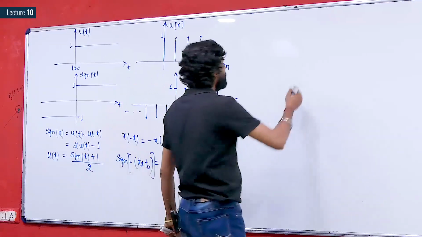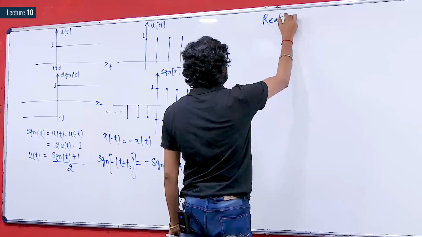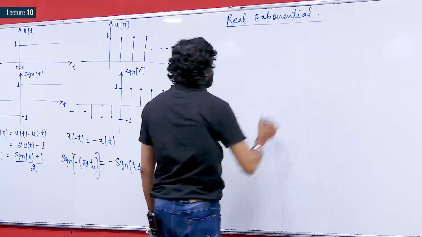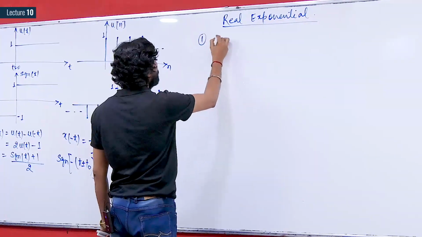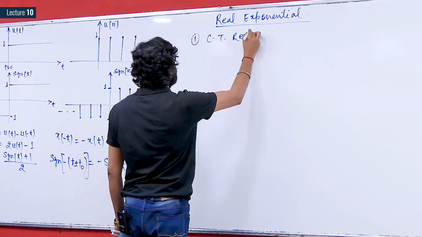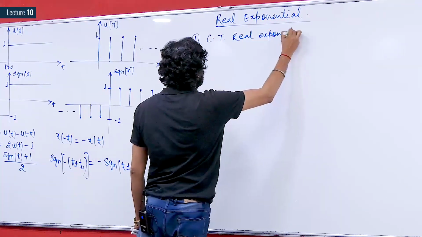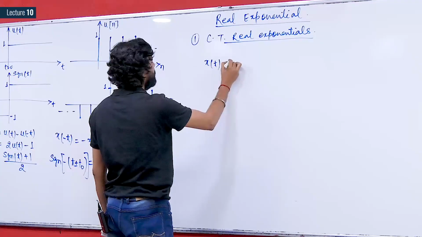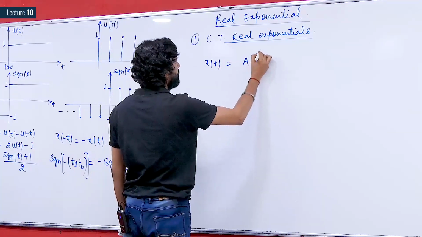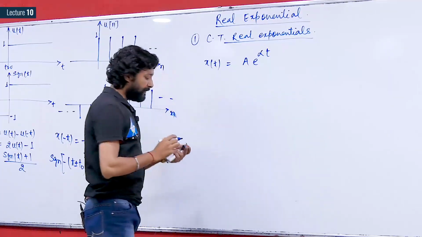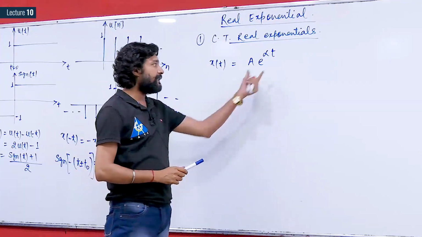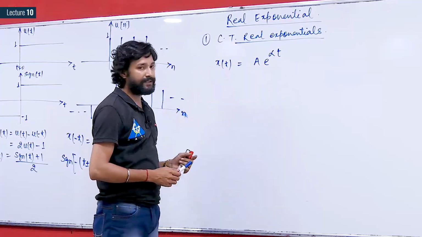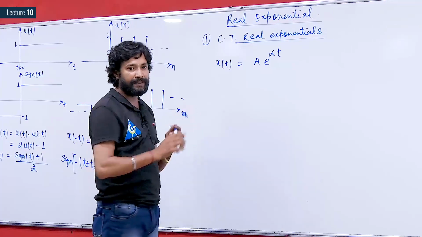So we are now going to take our next function, that is real exponentials. If we take first the case of continuous time, then we define continuous time real exponentials. The common form is that the signal will be given to you as x of t equals a constant a times e to the power alpha t. Now one thing that you must notice here: if nothing is mentioned about the existence duration, that is the range of time for which this signal exists, then you must consider it from -infinity to +infinity.